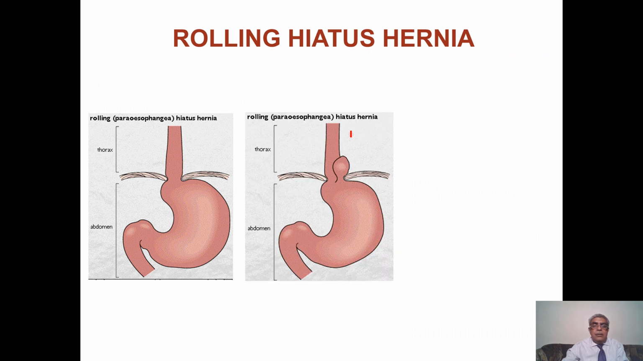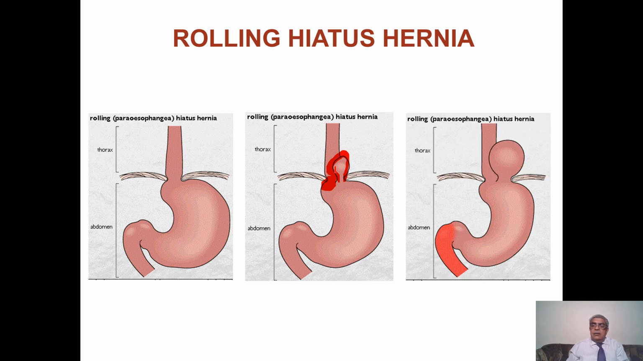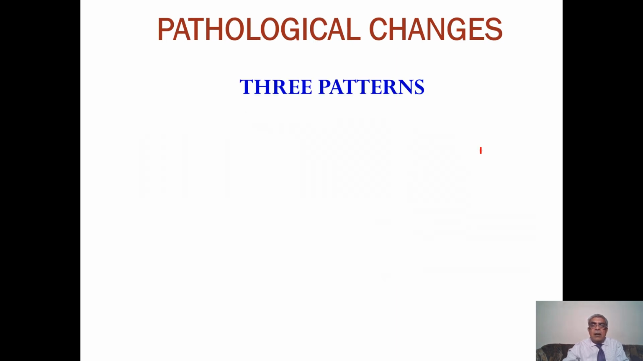Rolling type, look at the portion of the gastroesophageal junction remains there, and the bulb type of stomach comes up through the hiatus and lies in the thoracic cavity. Look at that again, the bulb increases. Rolling or paraesophageal hernia. So three patterns we have discussed.